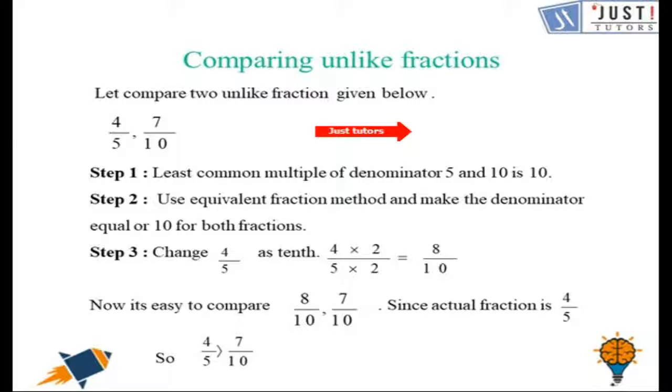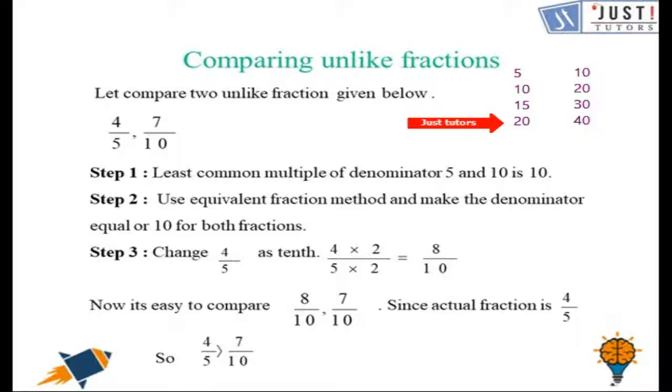If you look at the numerators, they are different, and if you look at the denominators, they are different as well. So what we need to do here is convert both of them into the same denominators. Think of the least common multiple of 5 and 10, which is 10, because if you write the times table of 5 and the times table of 10, you'll get to know that the least common multiple is 10.